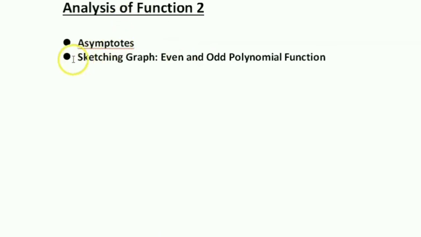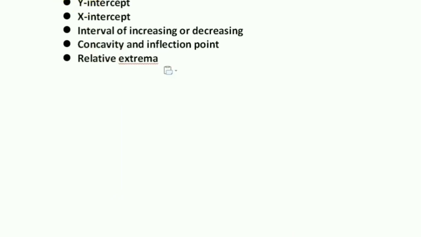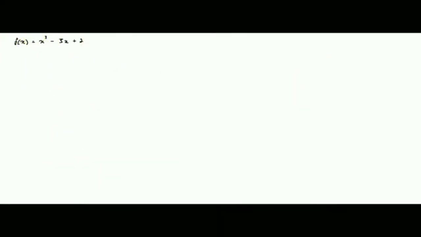Okay, the last thing that I will explain is how to sketch the graph of an odd polynomial function. Sketching an odd polynomial function also has 5 steps, which are the same as sketching an even polynomial function. Let us take a look at the example. Right now we have this function, f(x) is equal to x cubed minus 3x plus 2.